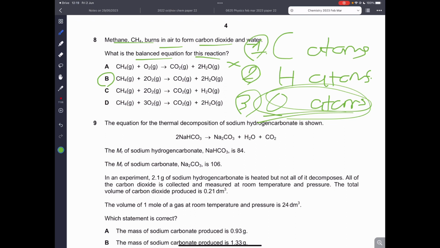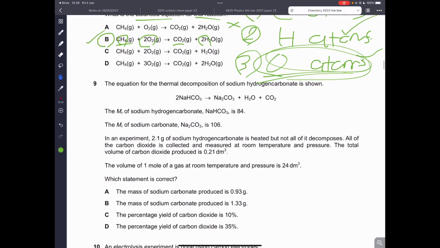So now let's see, there is CH4, there's 1 carbon atom on the left side and 1 carbon atom on the right side. So there's balance. We can take that off. And now we have 4 hydrogen on the left side, and we have 2 times 2 is 4, so 4 hydrogen atoms on the right side as well. So we can take that off. Now lastly, we have the oxygen. There are 4 oxygen on the left side and 2 plus 2, which is 4. So this is balanced, so B is the correct answer.